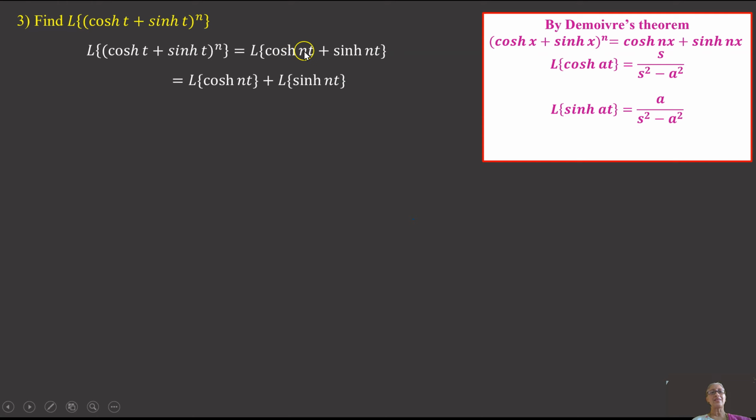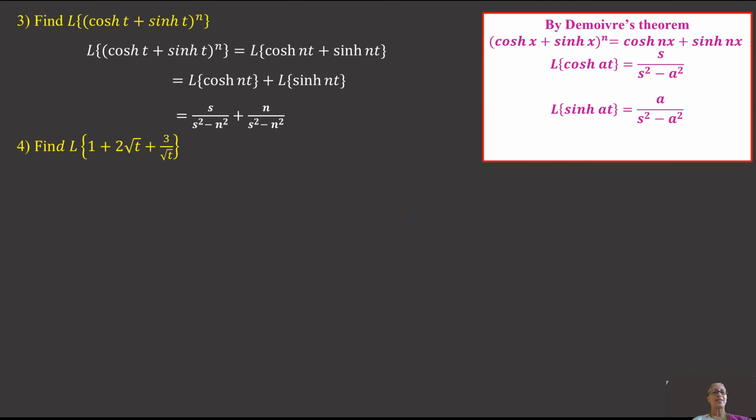So this gives Laplace transform of cosh nt plus Laplace transform of sinh nt. According to formula of Laplace transform of cosh at equal to s by s square minus a square, we can find Laplace transform of cosh nt. In the same manner, using Laplace transform of sinh at formula, we can find Laplace transform of sinh nt. So if you apply these two formulae, you get s by s square minus n square plus n by s square minus n square. This is Laplace transform of (cosh t plus sinh t) raised to n.